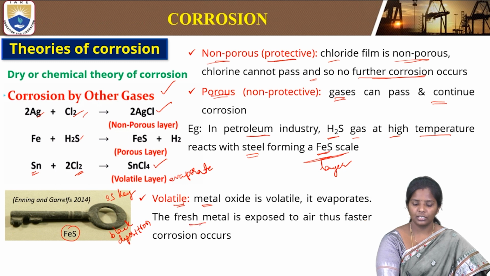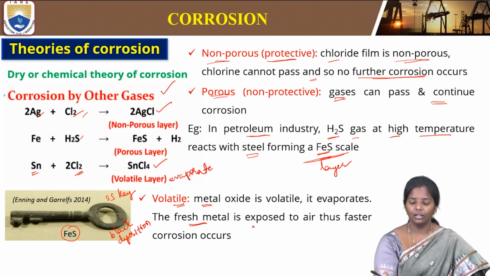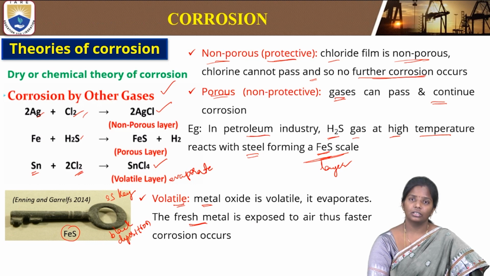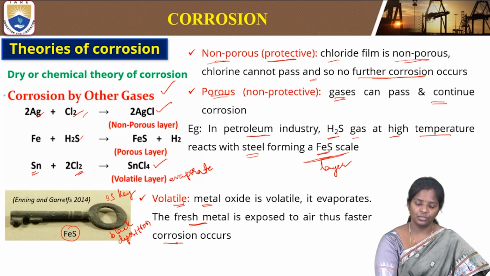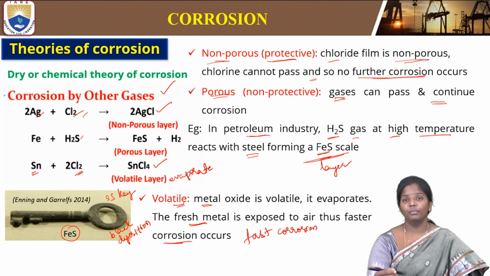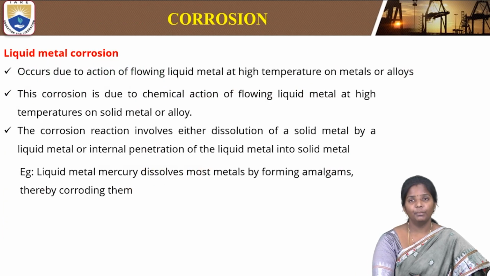So again, it exposes the fresh layer of the metal to the air, and therefore there is an occurrence of corrosion, a fast corrosion process. Because it is volatile, it will form and evaporate. Then it has scope for the metal exposure.